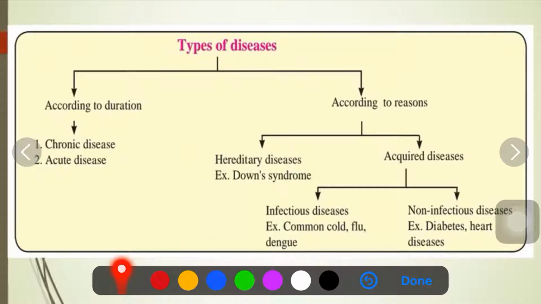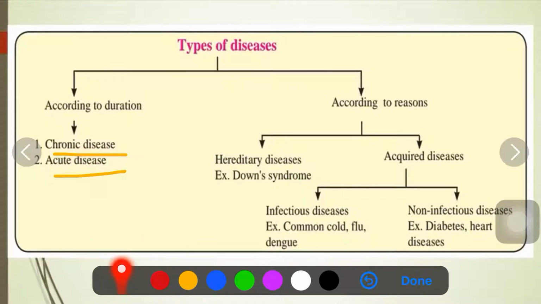Now, according to duration, diseases may be chronic and acute. Now, student, chronic disease means persisting for a long time or constantly recurring. Acute means that it lasts a short time, that is for a short duration.